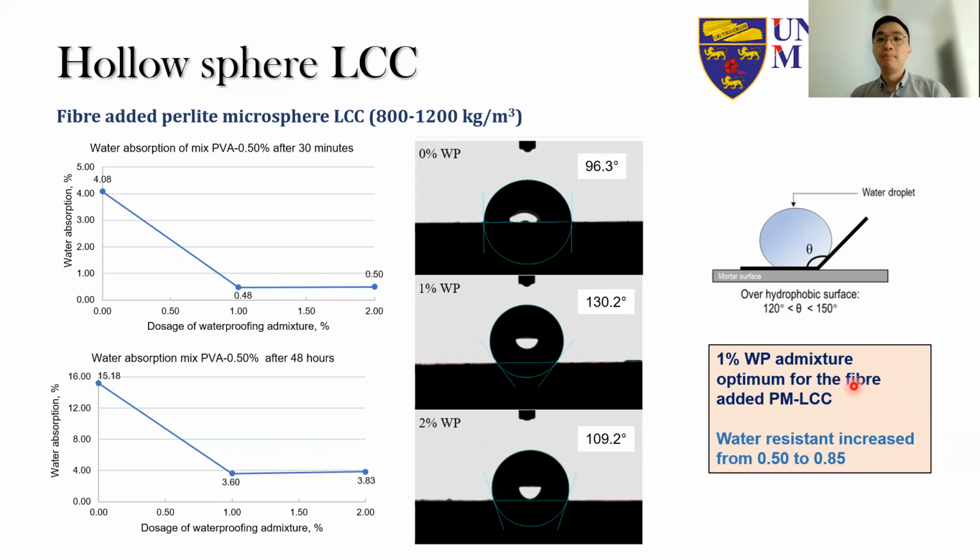And importantly, because of this waterproofing admixture, we can improve the water resistance of the LCC, right? Because commonly in lightweight materials, the wet compressive strength of concrete will usually be much lower than the dry compressive strength, and the lower this ratio is, the less water resistant it is. So when we actually put in the 1% waterproofing admixture, this ratio actually increases from 0.5 to 0.85. So it significantly improved the water resistance of the Perlite microsphere LCC.